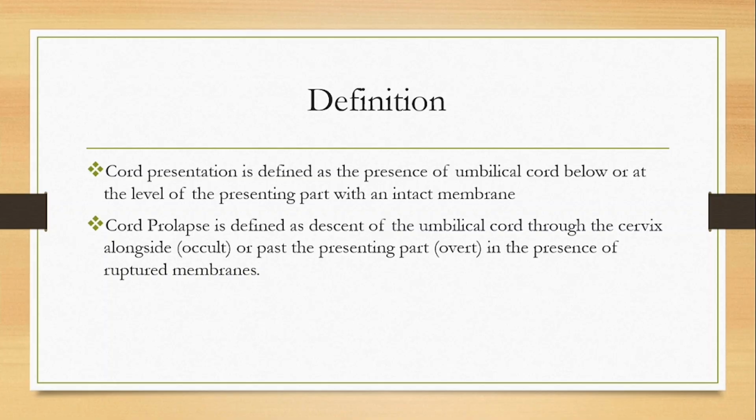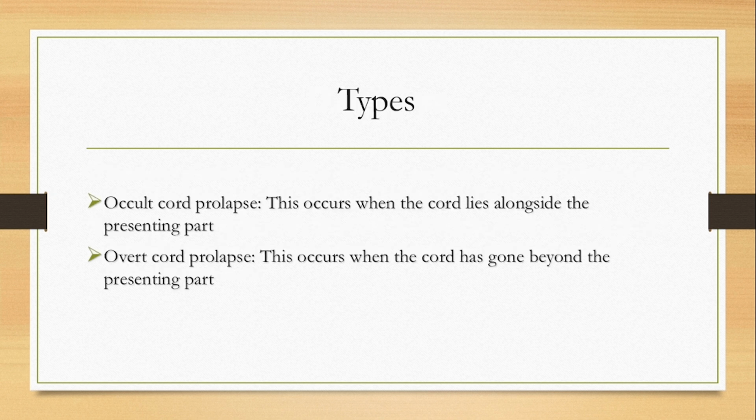By definition, cord prolapse is straightforward and precise. Cord presentation is defined as the presence of umbilical cord below or at the level of the presenting part with an intact membrane. Prolapse is seen when the umbilical cord has gone through the cervix alongside the presenting part or beyond the presenting part. When it is just beside the presenting part, it is referred to as occult cord prolapse.